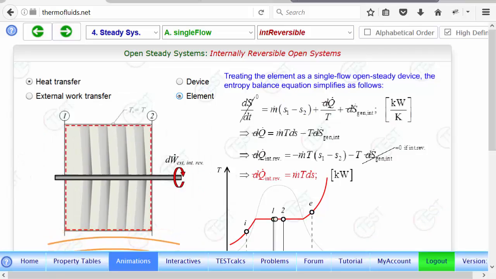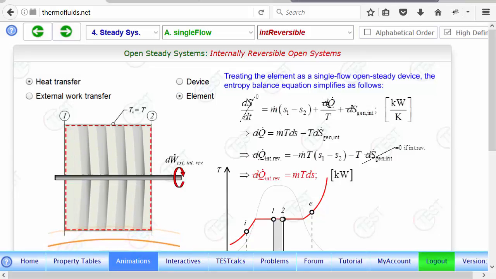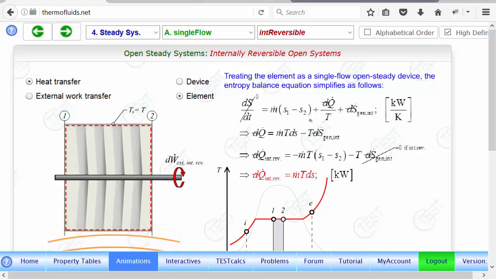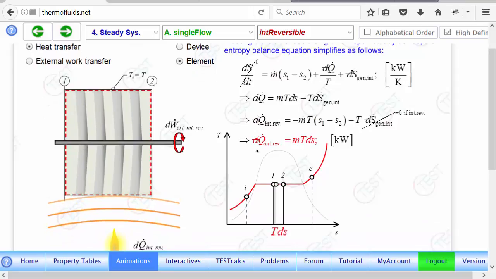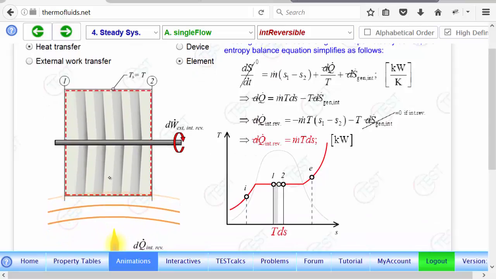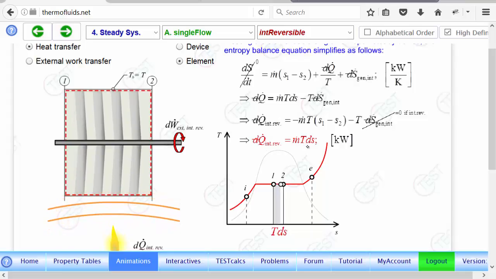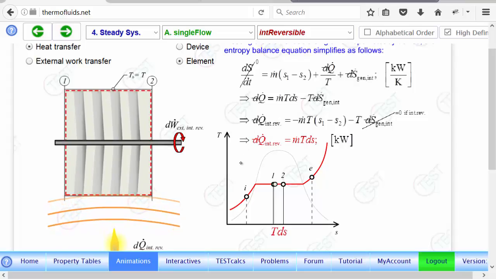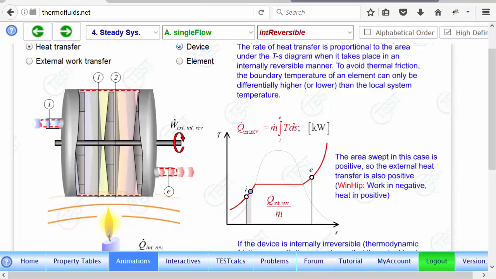So now for this tiny element, if I use the entropy equation, the heat transfer becomes dq instead of q dot, and the temperature in this slice is the same. The boundary temperature is the same as the temperature everywhere, because we have such a thin slice, and we are talking about an internally reversible system. If we do a little manipulation, we get an equation which says that heat transfer in this internally reversible device can be connected with TdS, that is the area under the TS diagram.